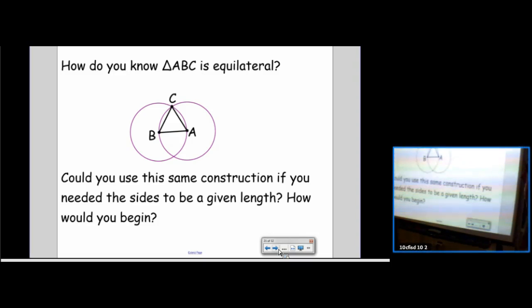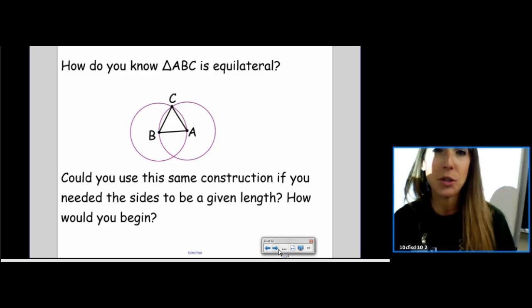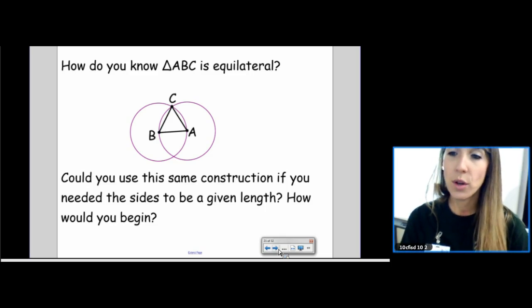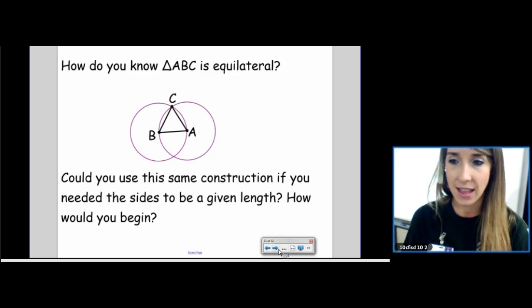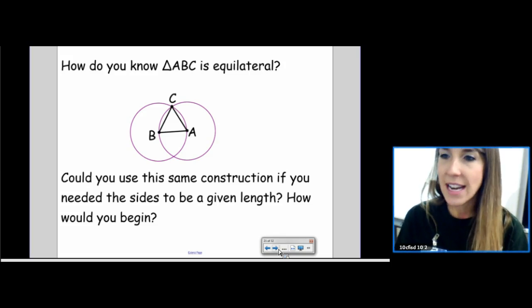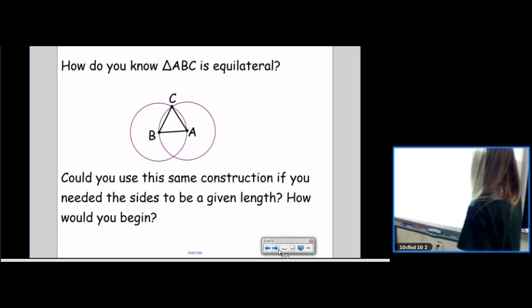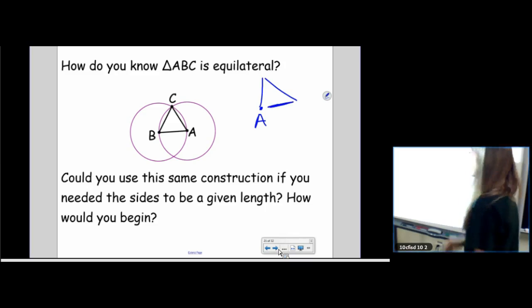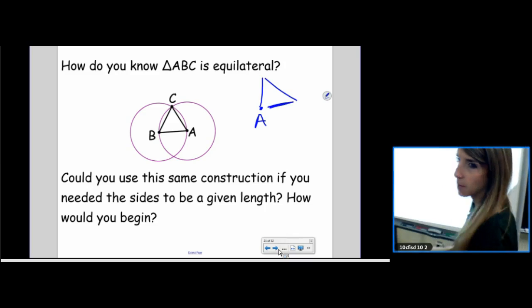How do we know it's equilateral? We talked about that with the radius. If I told you the sides need to be 2 inches long each, could you construct it with a given side length? Of course you could. Your initial radius, when you put point A there and open your compass, would need to open however long you wanted the side lengths to be.